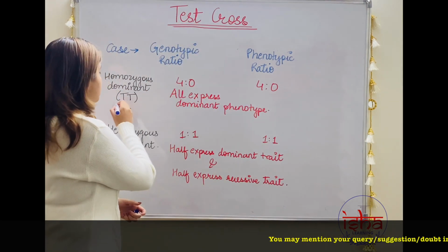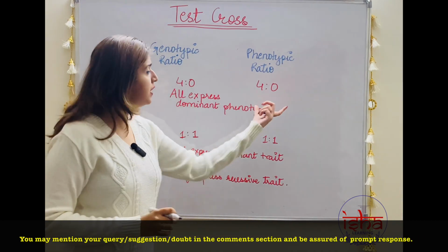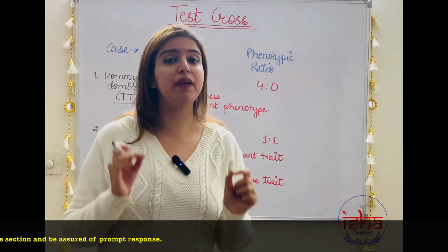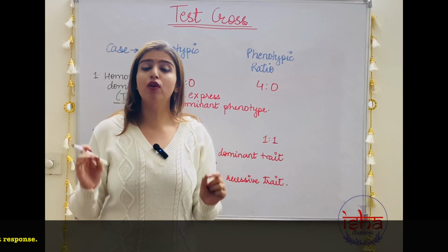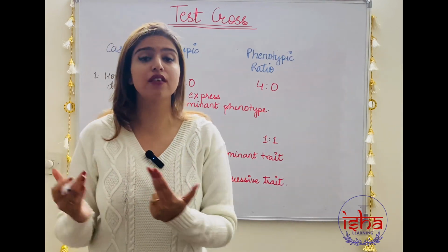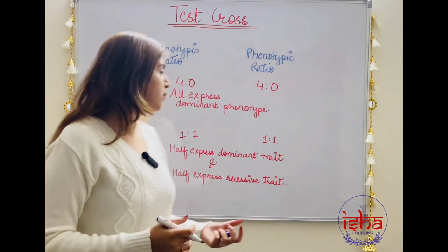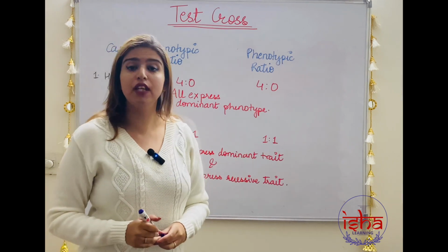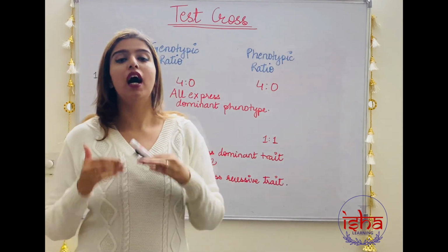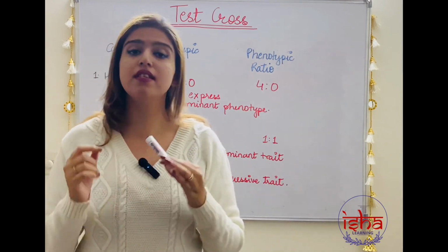What we obtained is that when the unknown was of a homozygous dominant type, the genotypic ratio and the phenotypic ratio both were 4:0. This means that whatever offsprings there are will all express the same character, which will be of the dominant type. The second case was when we had the unknown of a heterozygous dominant type. What we did was we quickly crossed it with a recessive parent. What we got was a 1:1 genotypic and phenotypic ratio. The implication is that half of the offsprings are going to show the dominant phenotype, but the other half are also going to show the recessive phenotype.